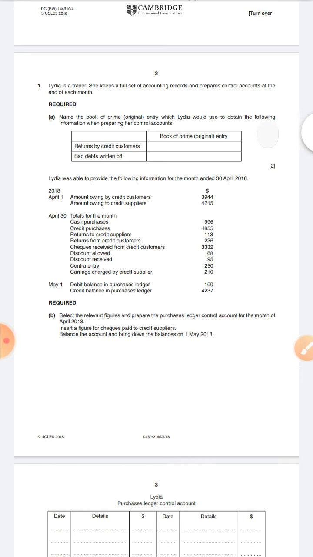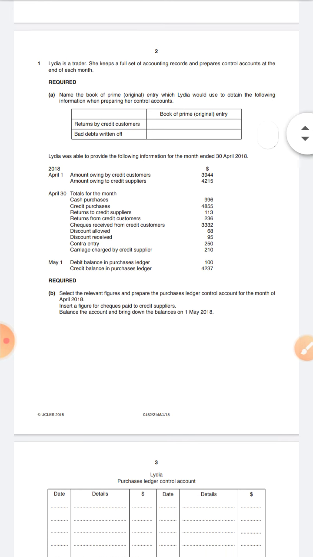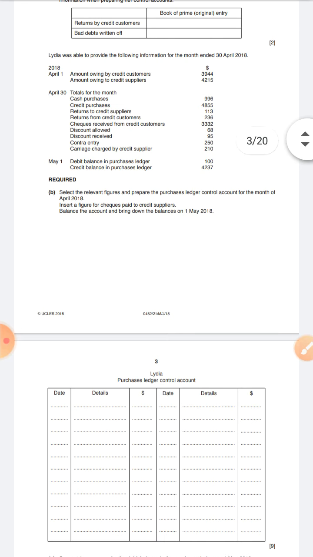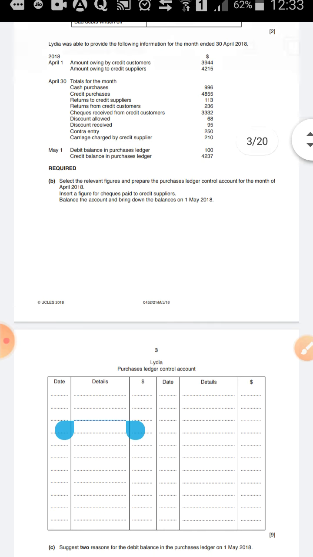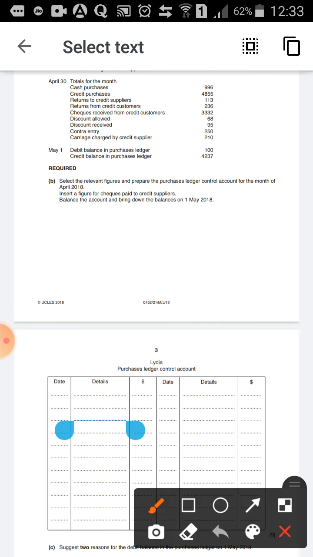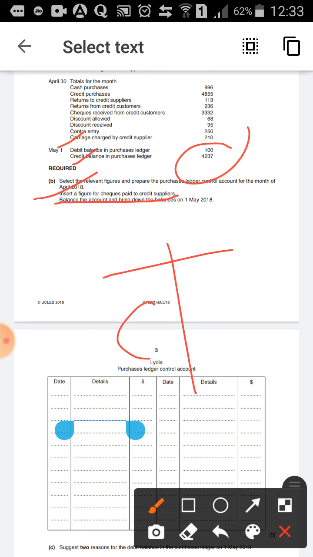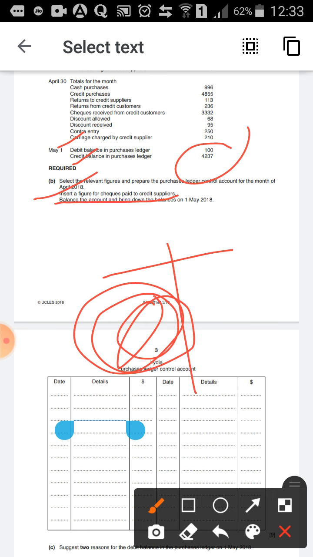So what's the thing which is missing? We insert the figure. So the balancing figure. Insert a figure, since they have given you both the balances, opening balance and closing balance. So what's missing is the cheques paid to credit suppliers. Cheques paid to credit suppliers, money is going out, so it is supposed to appear on the debit side, so your debit side will be short in this sum. Understood?